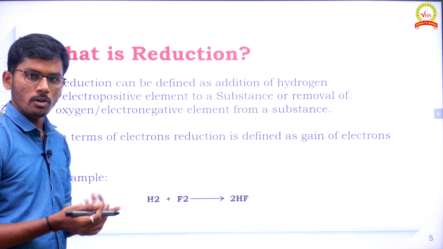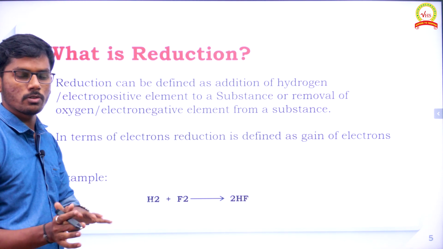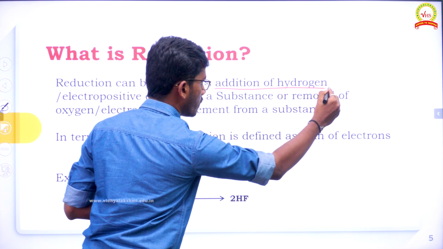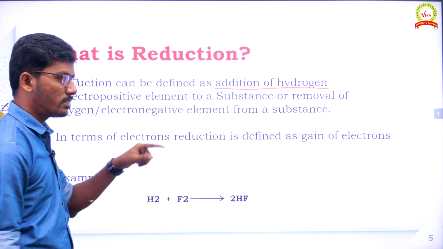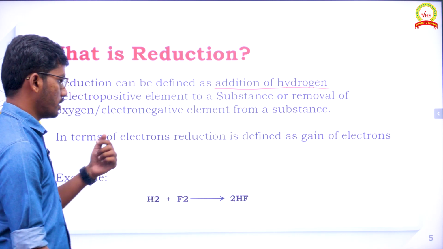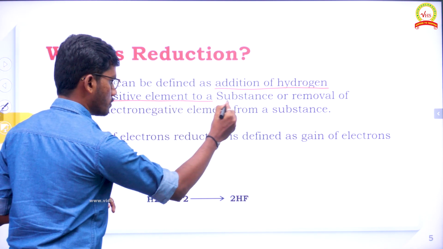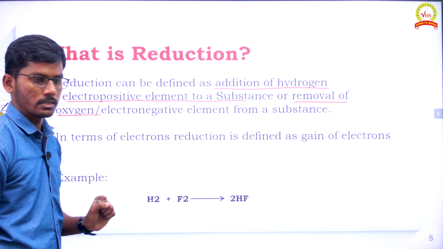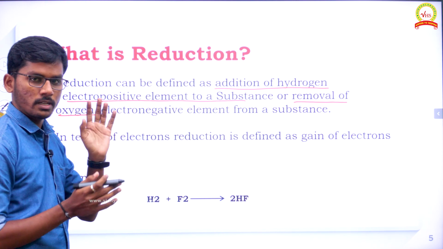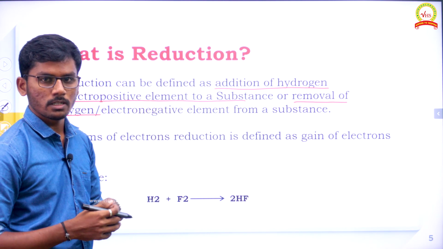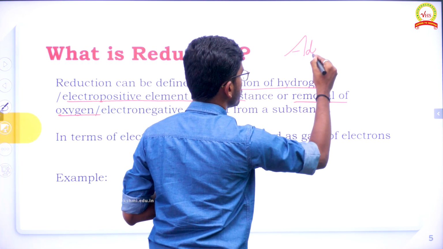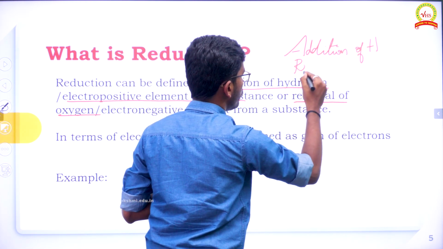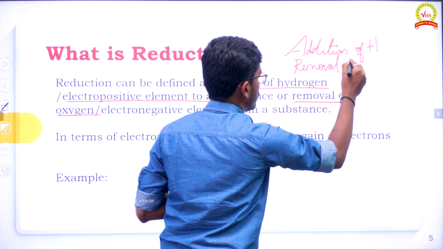Next, we will see what is reduction reaction. If you have understood what is oxidation, reduction will be easier. It is just opposite to the oxidation reaction. You just see the lines here. Reduction can be defined as addition of hydrogen. There it was addition of oxygen, whereas here it is addition of hydrogen, or of an electropositive element to a substance, or removal of oxygen. We call it reduction reaction. It is directly opposite to oxidation. There it was addition of oxygen, removal of hydrogen. Here it is addition of hydrogen or removal of oxygen.